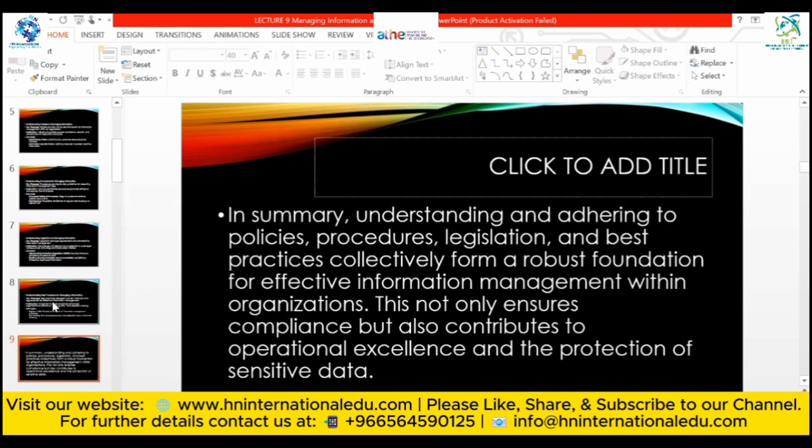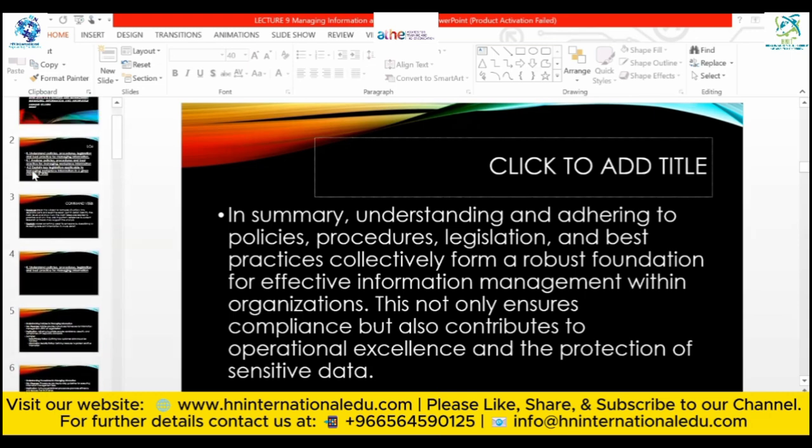In summary, understanding and adhering to the policies, procedures, legislation, and best practices collectively form a robust foundation for effective information management within an organization. This not only ensures compliance but also contributes to operational excellence and the protection of sensitive data. That is what the whole topic is all about.